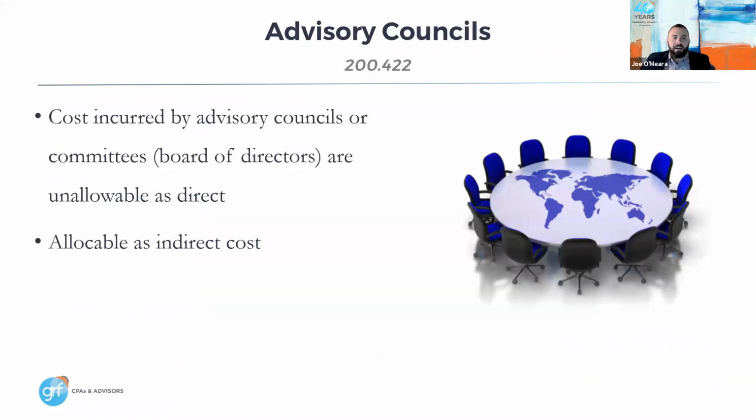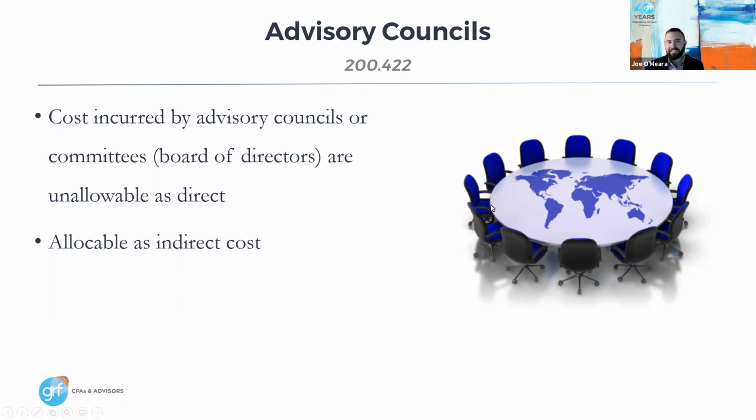Thanks, Paul. So the first one here is advisory councils. Also think of it as your board of directors costs. For the most part, these costs are not allowable to be charged directly to the federal award, but they are allocable as an indirect cost. So you can include them in your indirect cost pool. To charge them directly, you would need prior approval from the awarding agency, like Paul just described.